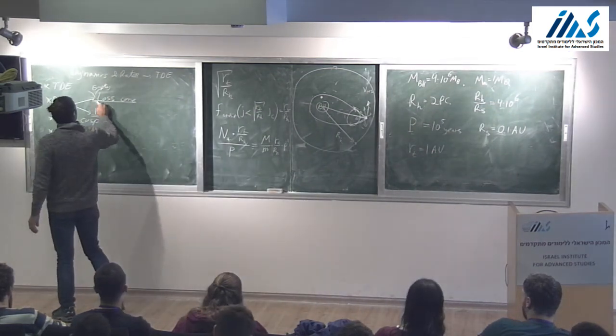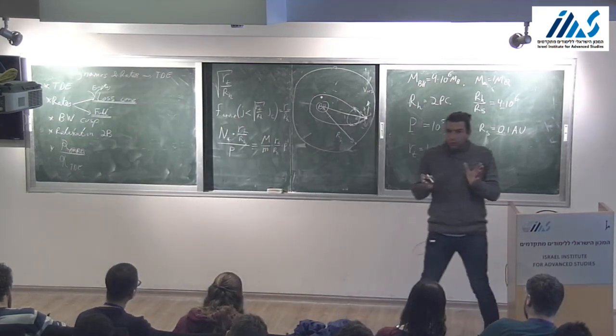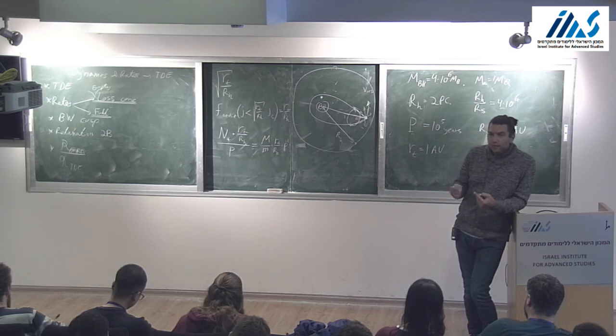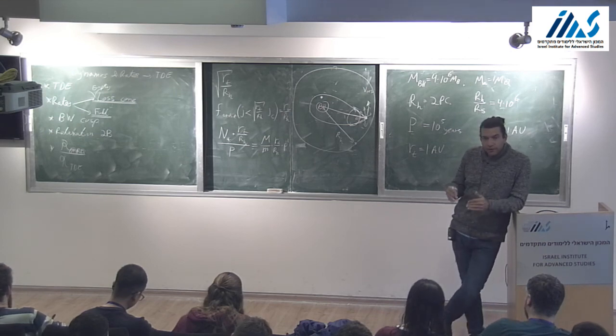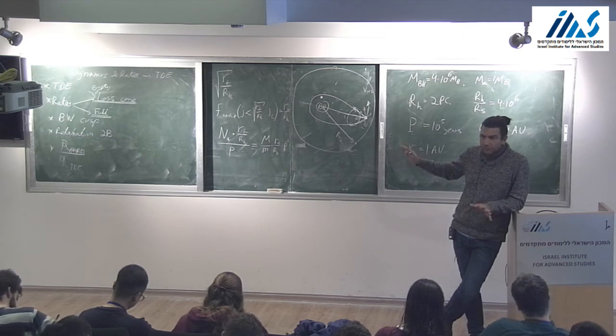Okay? So now we have to do exactly the other extreme. The empty loss cone. So now we want to know how quickly do stars scatter each other to refill the loss cone that the black hole evacuated. Okay.